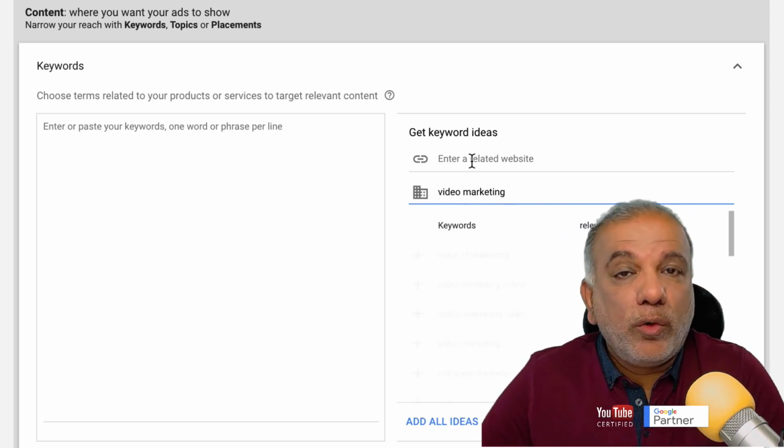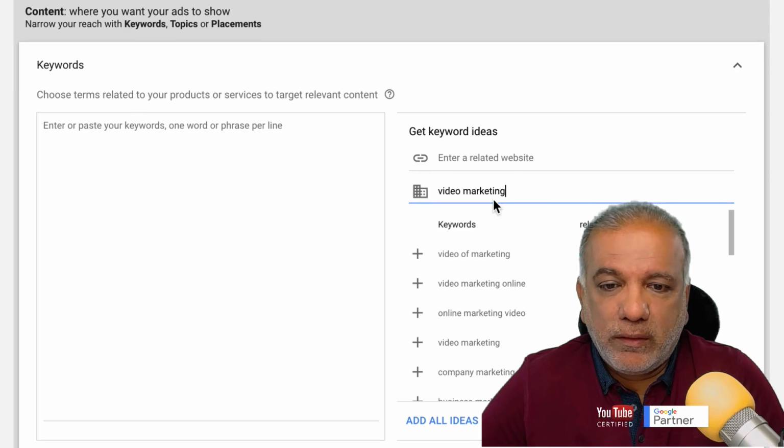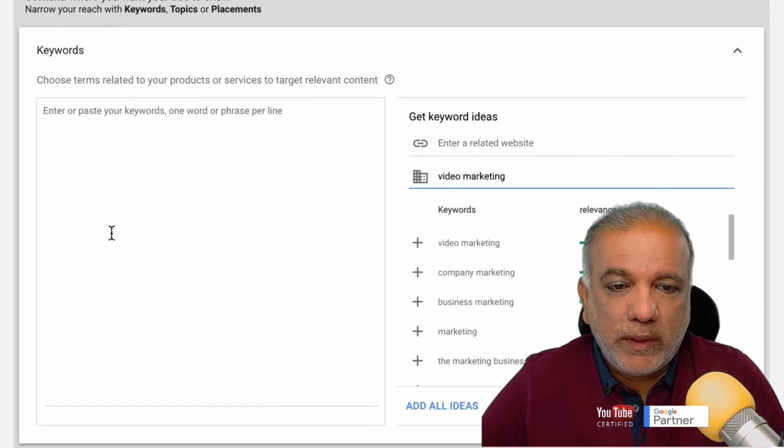So you can either put in your website address or your competitors and then get some ideas. You can add all those keywords in here.